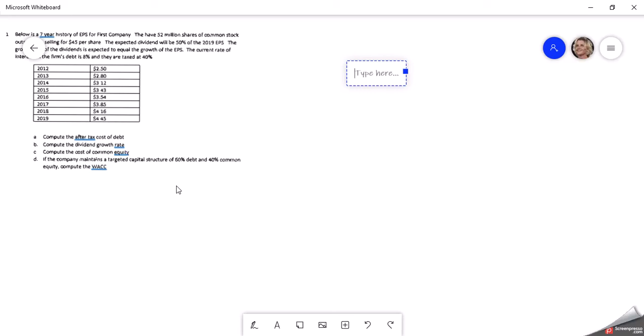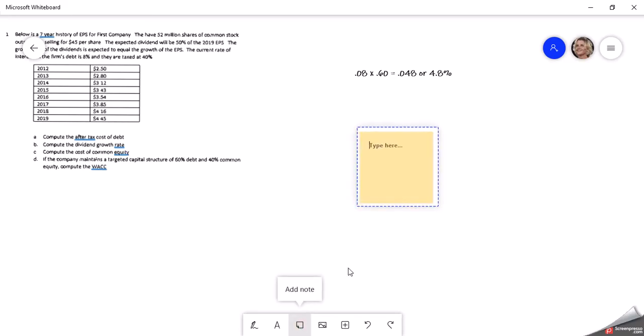So A says compute our after-tax cost of debt. All we're going to do is take that 8%, that's the before-tax cost, and multiply that by 60%, or in decimals, 0.6. I came up with this 0.6 because they're at the 40% tax bracket, so the net of tax would be 100% minus that tax rate, or 60%. So 0.08 times 0.6 gives us 0.048, or 4.8%. So that's going to be our after-tax cost of debt. So that's our first one.